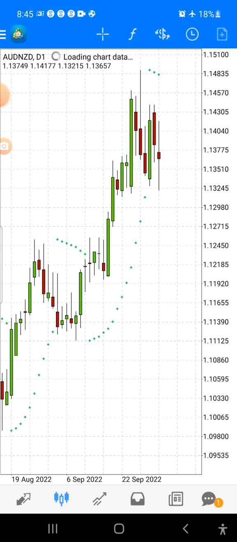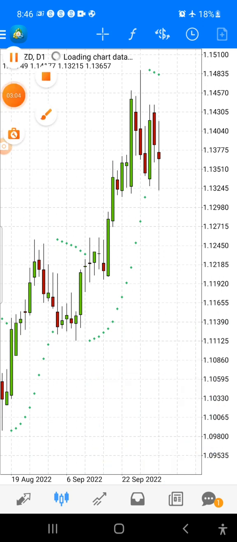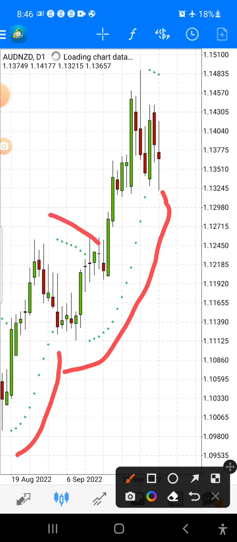Parabolic SAR is always below the candlesticks when the price is moving upward. Then it is above the candlesticks when it is moving downward. So that's why I say that this market might start to reverse to downtrend. You can see it reverse to downtrend before pulling up. So this is what Parabolic SAR is used for.